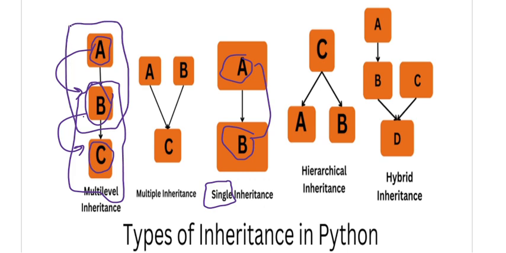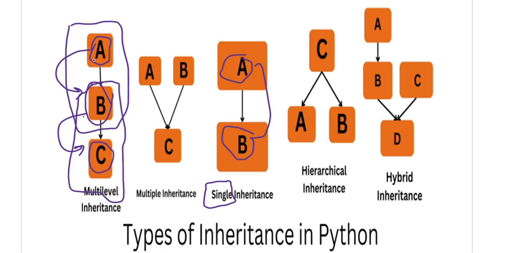This is known as multi-level, which means we'll have a chain of parent classes. For example, let's take C is a son and B is the father. A will be the grandfather, so it's the father's father. In this way, they will be multi-level.